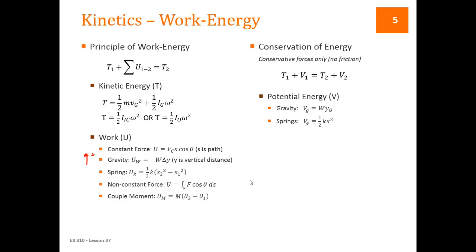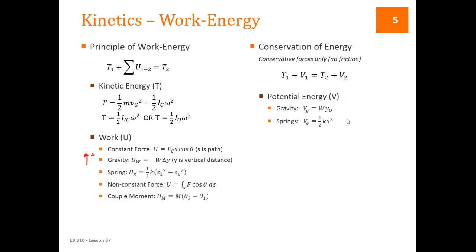If we have a situation where there's no friction, then all of our forces are conservative, and instead of using the principle of work energy, we can use the conservation of energy. Conservation of energy says the kinetic energy plus the potential energy is a constant. So at any two points, T plus V are equal. The potential energy is given for gravity as W times yg, similar to the work done by gravity, and is given for a spring as 1/2 ks squared.